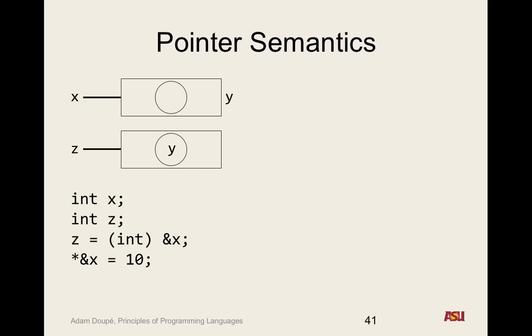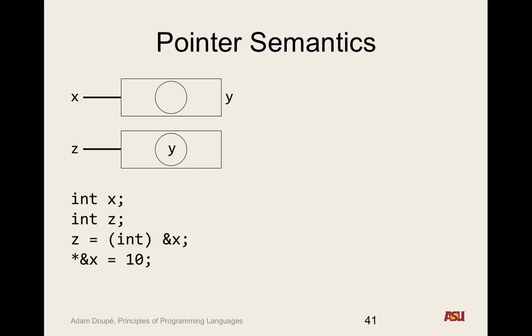Okay, now we have star ampersand x equals 10. Let's try and decode this. At a very high level, what is the semantics of the assignment operator? Yeah, copy the R value into the location. What R value? Yeah, you can think of it as expressions, right? So we copy the value associated with the R value, which is 10, into the location associated with star ampersand x.